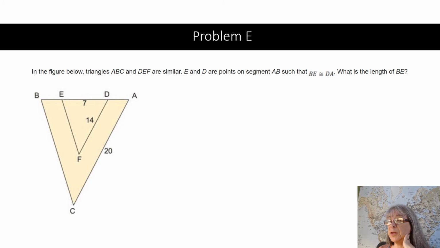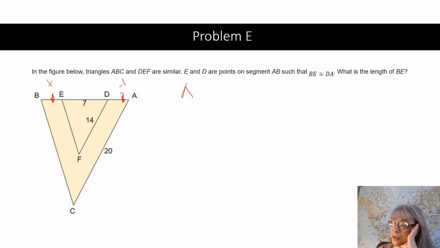Let's say in problem E, we have triangles ABC and DEF are similar, such that E and D are points on segment AB, so that BE equals DA. So what does that mean? So I can call these both X. So what's the length of BE? Well, what's the length of BE? So what's the length of X? So what do I have?